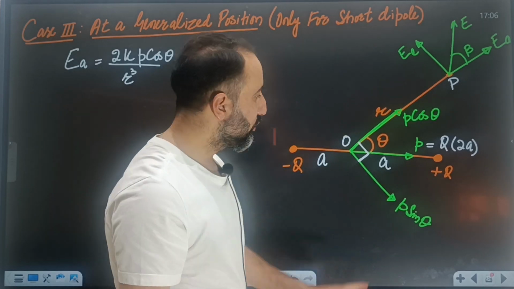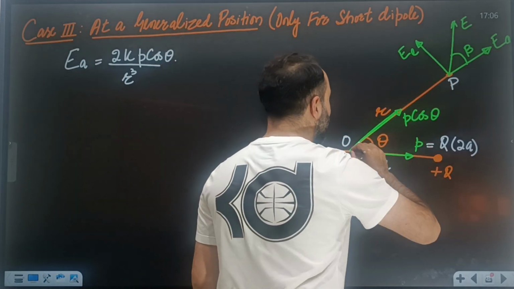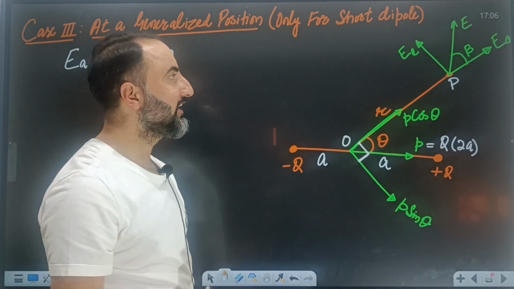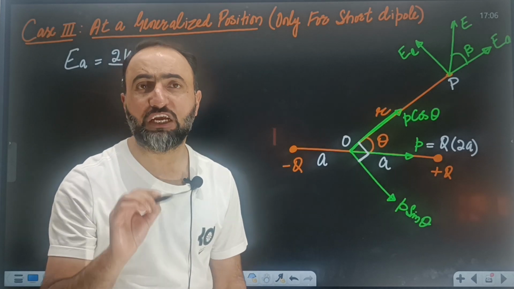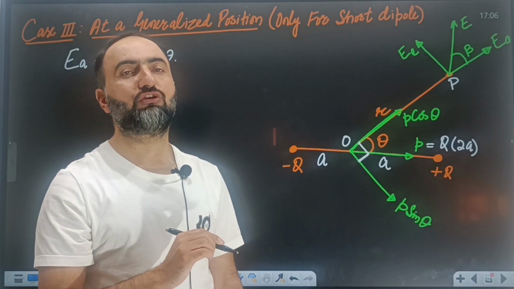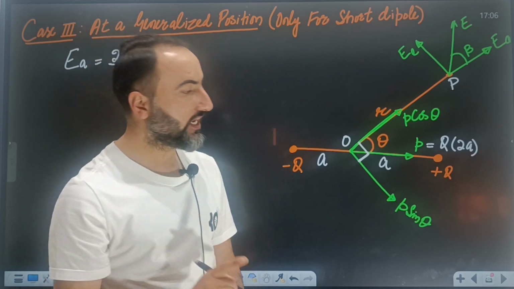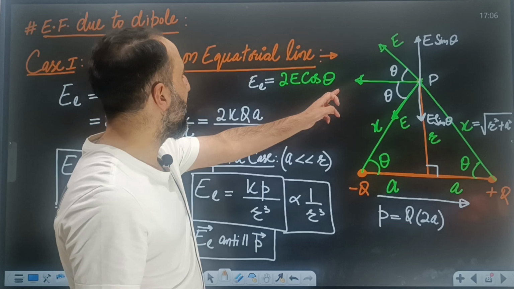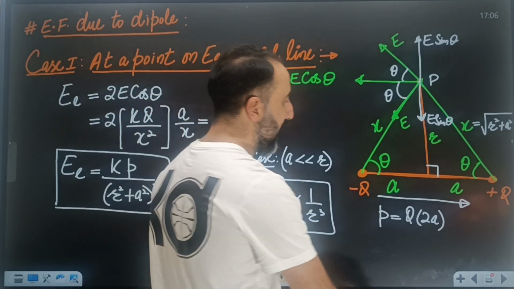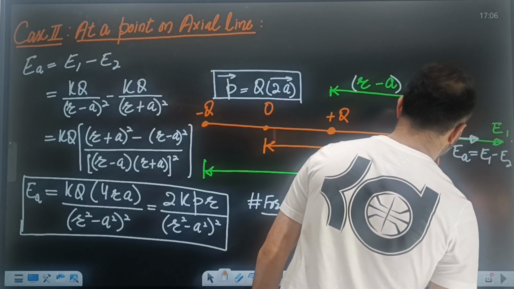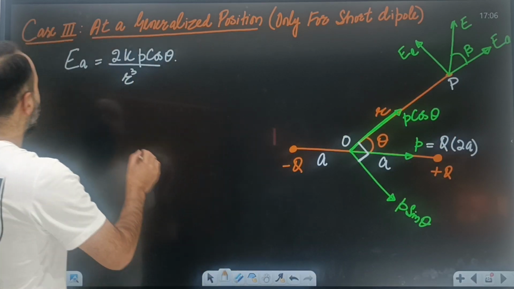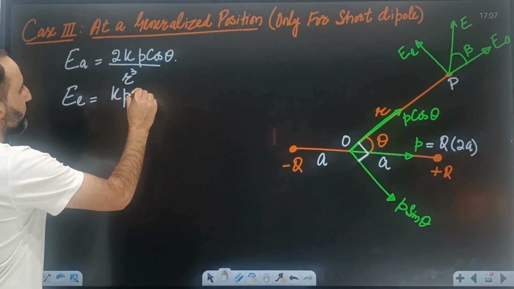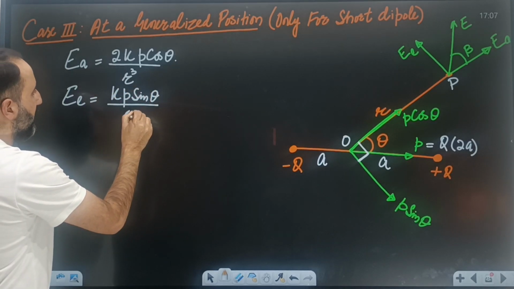Point number 2. Now what is left is P sin theta. This P sin theta, at the point P, lies on the equatorial line, since it is perpendicular to it. So the electric field at the point P because of P sin theta will be equatorial in nature, and the equatorial electric field is anti-parallel to the dipole moment. Have a look at this. This is the electric field on the equatorial line, which is anti-parallel to the dipole moment. So the electric field due to P sin theta will be equatorial in nature, and I will write it like this, that is EE, equal to kP sin theta divided by r cube.